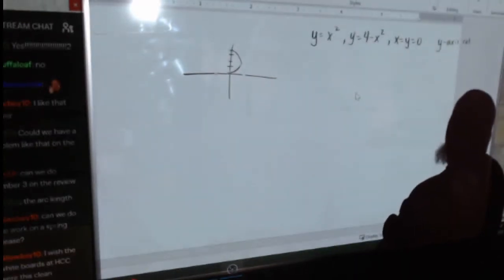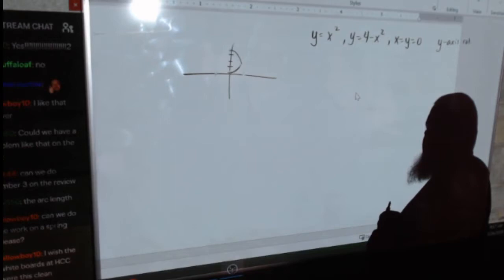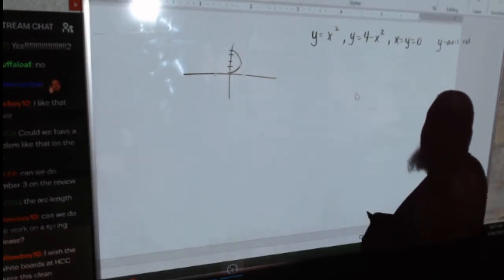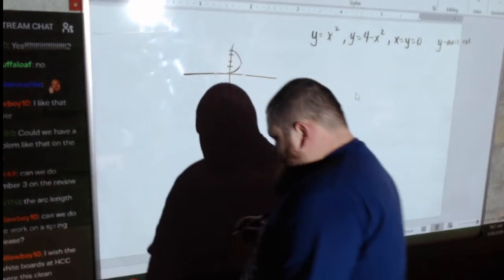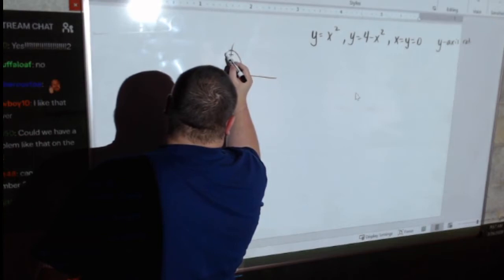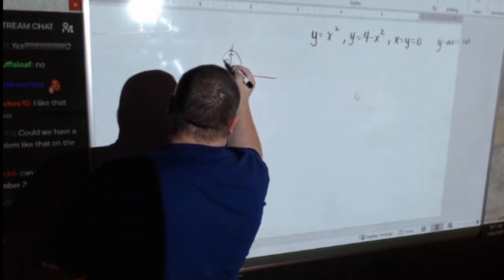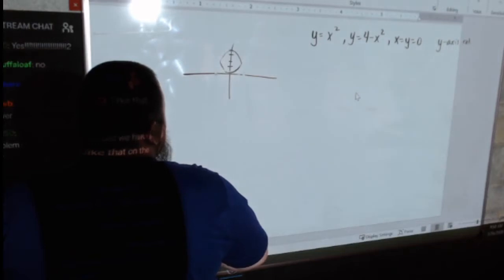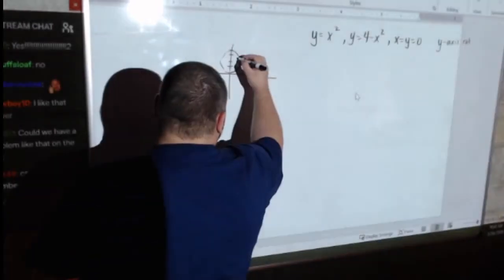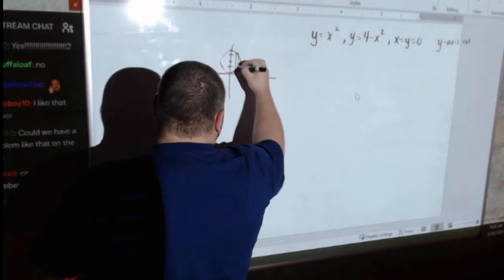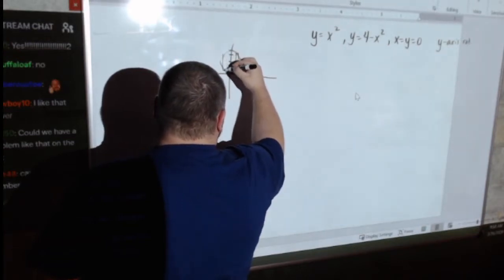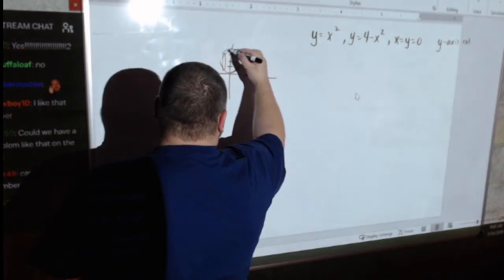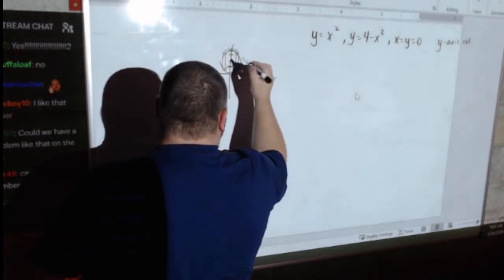And it says rotated about the y-axis. So I pretty much already had that there. That would look like that. And if I wanted to do a shell, sorry, my picture's a little small here. It would look something like that.